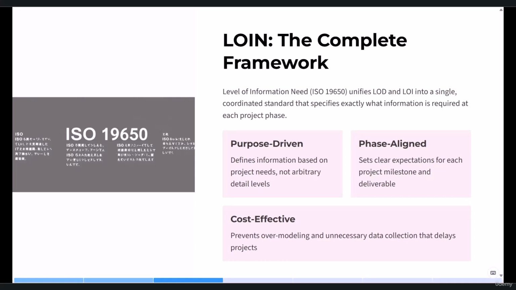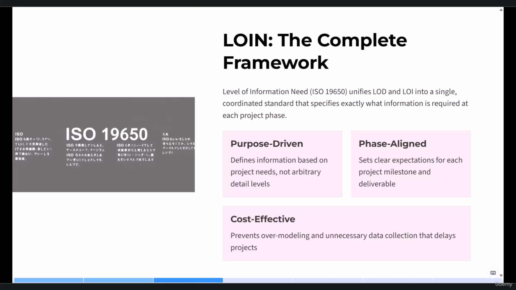For example, in the first stage of designing, we don't need all of the materials and thicknesses to be completely clear, but we have to know the volume and position of the elements. In the structure, of course, unlike that, all of the technical information, brands and materials must be completely clear. LOIN helps us ensure that the data of the project is produced based on the real need of the project and in that phase, not less, not more.